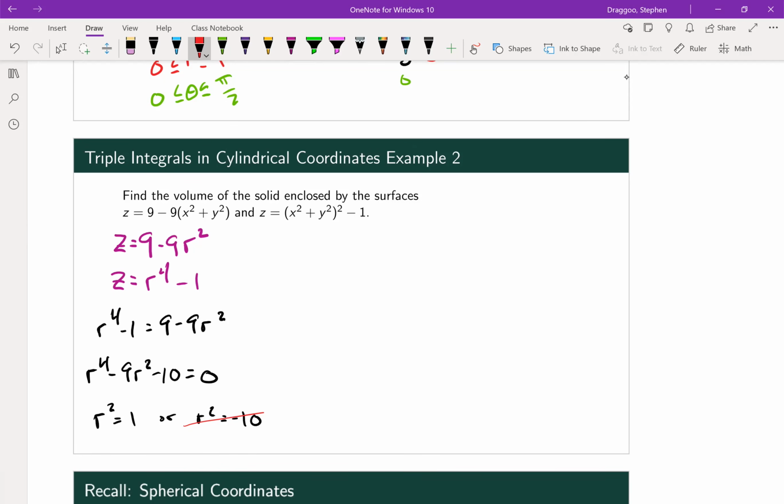So the intersection of those two pieces is a circle of radius 1. So just like the last example, we will have r going between 0 and 1. And it looks like we're going to do the whole circle, so theta will be between 0 and 2 pi.